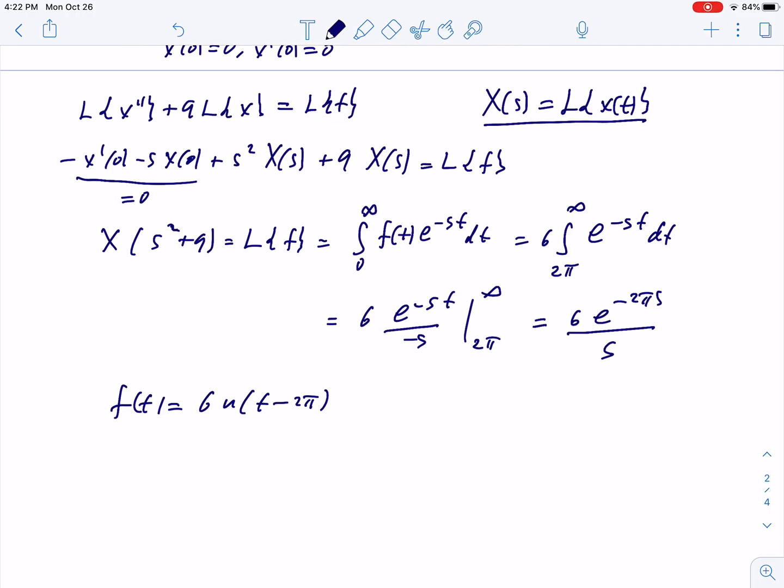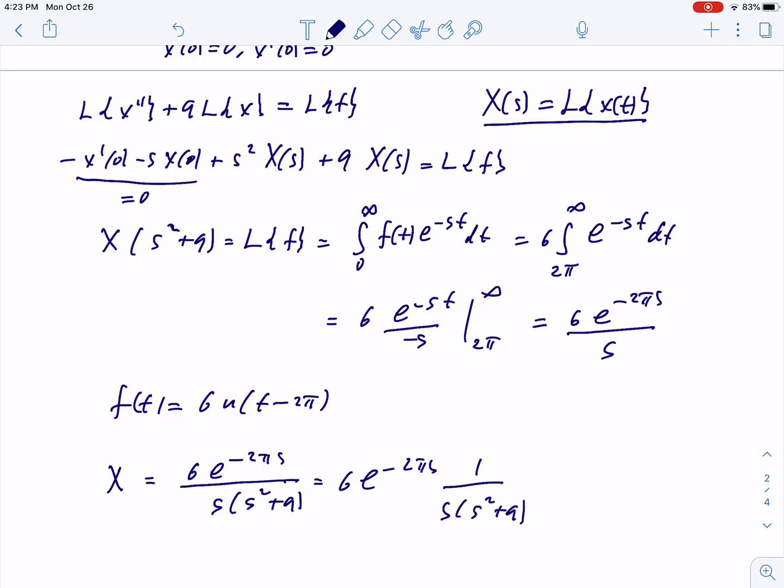Now, solving for the big X, we have 6 exponential negative 2 pi s over s squared plus 9. This we can write with exponential in front like that. And I shall write 6 in front also. Let's organize some space for this 6. Coefficient 6 would stay here. And here we have 1 over s squared plus 9.